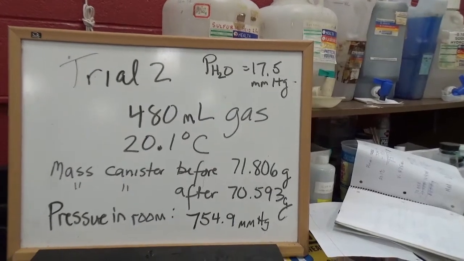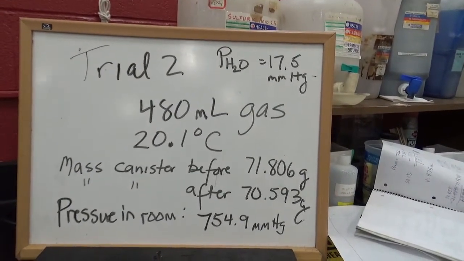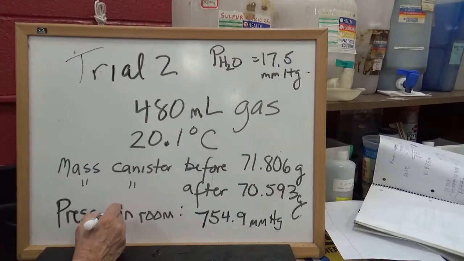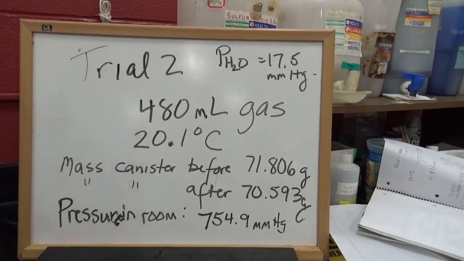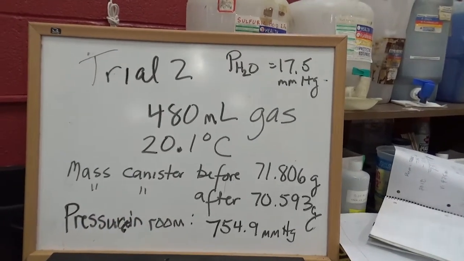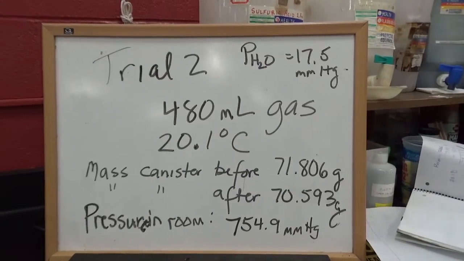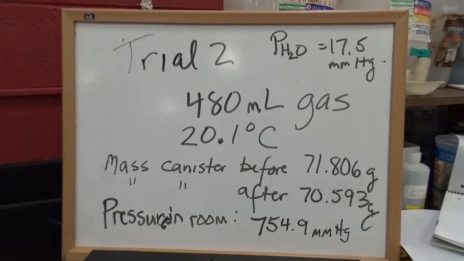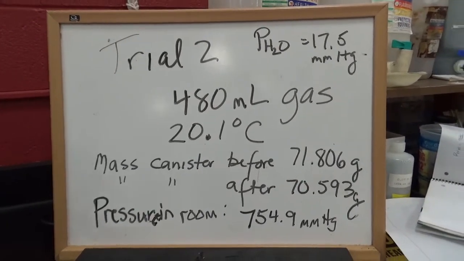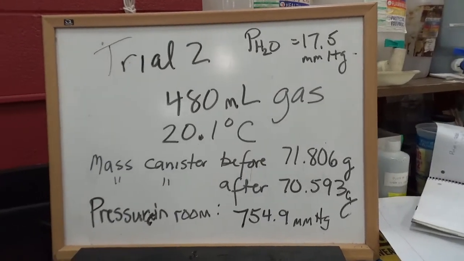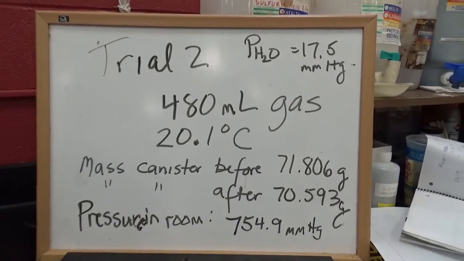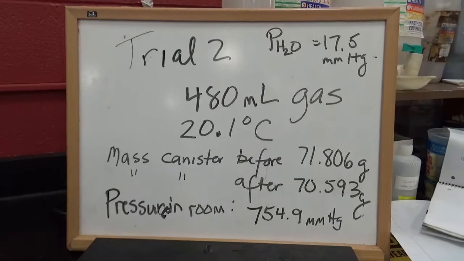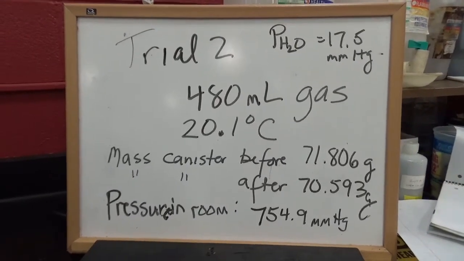This is trial 2, and we collected the data. The pressure of the room and the water are the same as the first trial. The temperature is the same, but the volume of gas and the mass of the canister before and after are a little bit different. We're going to put this into our equation and see what we get for trial 2. Then we take the answer from trial 1 and the answer from trial 2, take the average, and that will be the molar mass of this unknown gas. It's the same unknown gas that we used during part 1 of this lab.